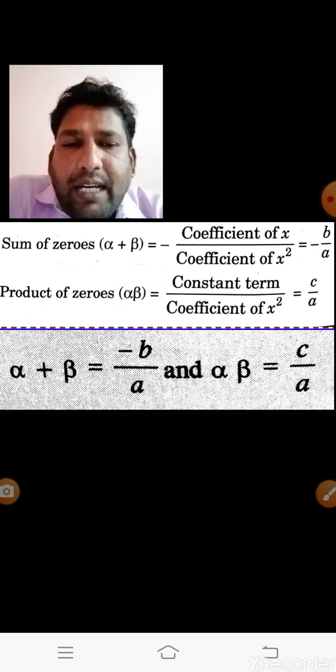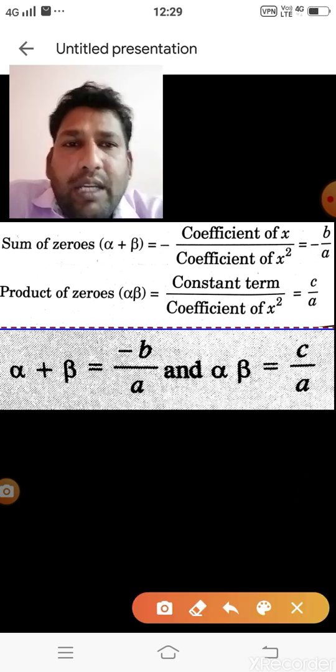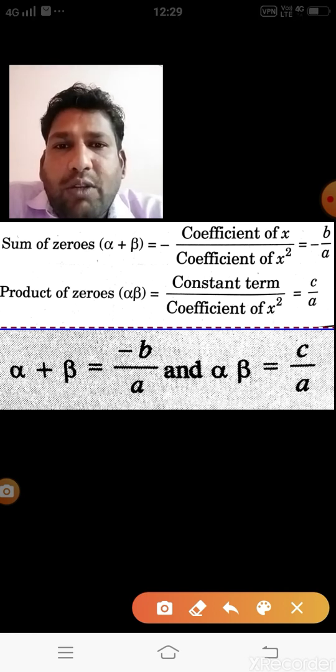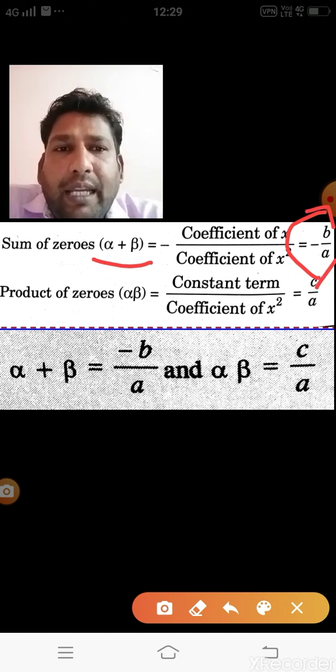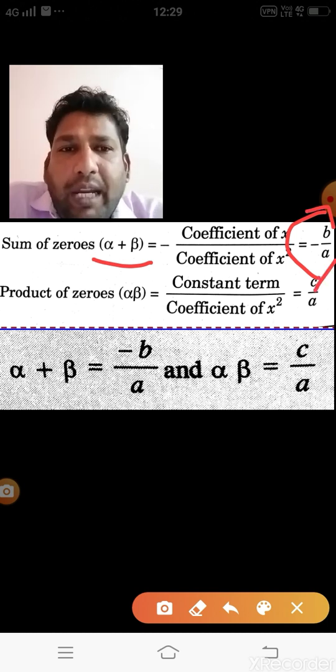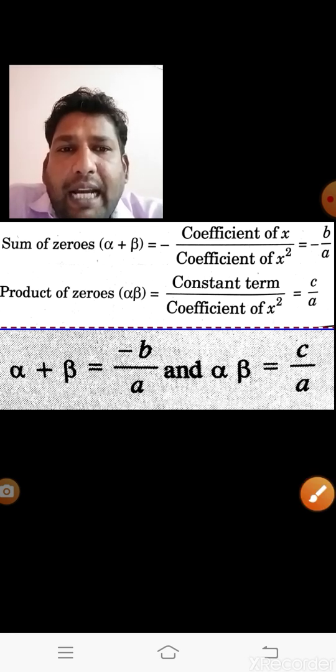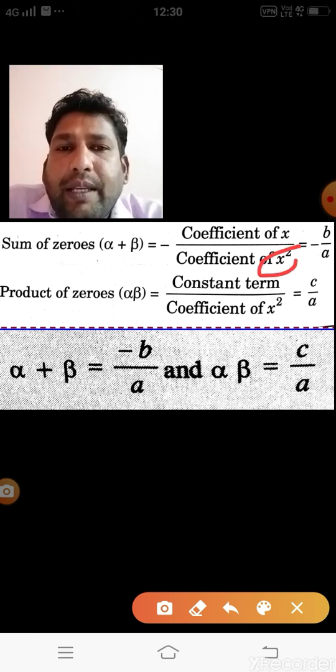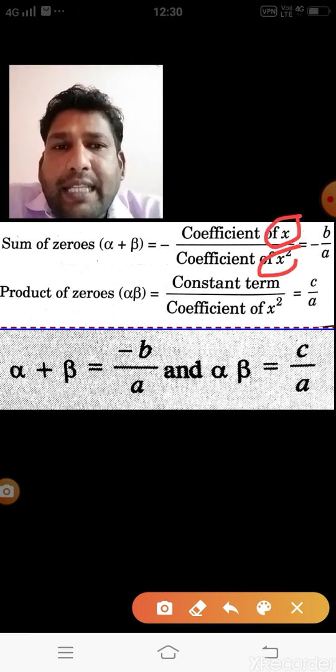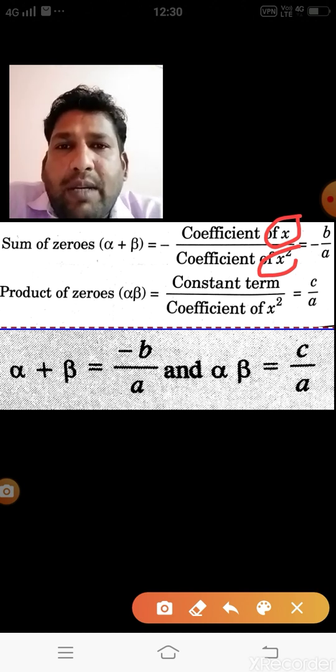Here we have the relation: if you are adding alpha and beta, the zeros of the polynomial, the sum of the zeros alpha plus beta is equal to minus b upon a. Here b is the coefficient of x and a is the coefficient of x square in the standard form ax square plus bx plus c.